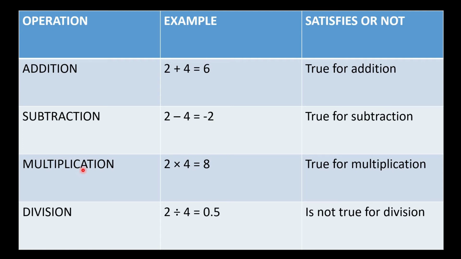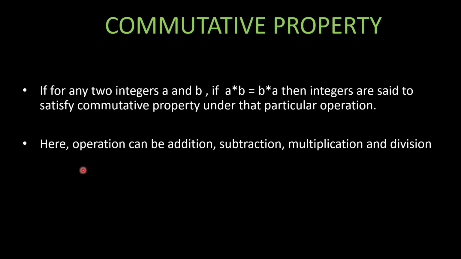Okay, so let's move to the another property for today, that is commutative property. That is, if for any 2 integers a and b, if a star b is equal to b star a, then integers are said to satisfy commutative property under that particular operation.